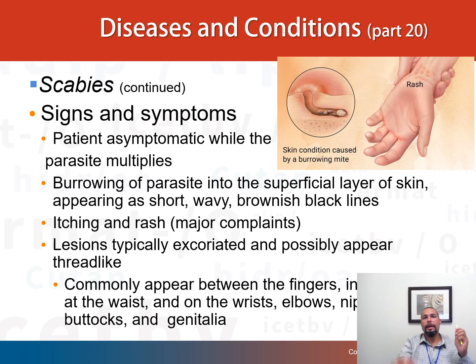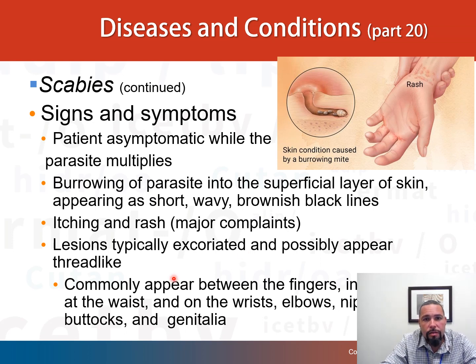All right, some signs and symptoms. The patient could be asymptomatic while the parasite multiplies, meaning he's not going to show any symptoms. The parasite will begin burrowing into the superficial layer of the skin, appearing as short, wavy, brownish-black lines. Here you can see that parasite going right up in here and burrowing, and then it has this little mound on top, kind of like if you have a mole infestation in your front yard. I'm dealing with that right now, but that's kind of what it'll look like, but in your skin. It could be itchy, it could be rashy. Those are going to be the major complaints.